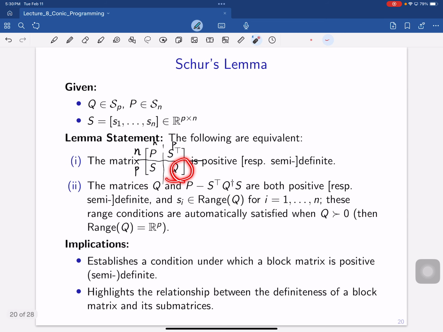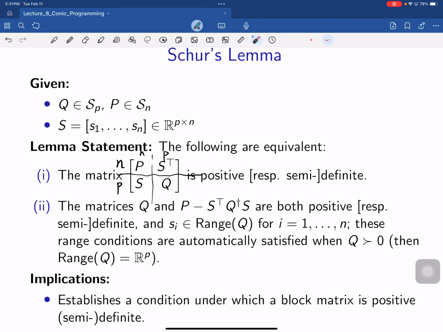So both Q and P are square matrices of dimension n and p respectively. Of course, if the original matrix is symmetric, P and Q are also symmetric. And then S are the off-diagonal matrices. Since the matrix is symmetric, if here we have S, here we must have S transpose, because the matrix has to be symmetric. Okay, then here comes the interesting part.